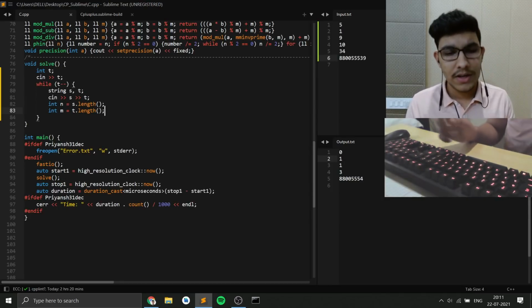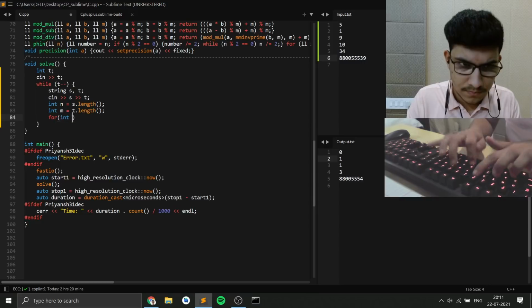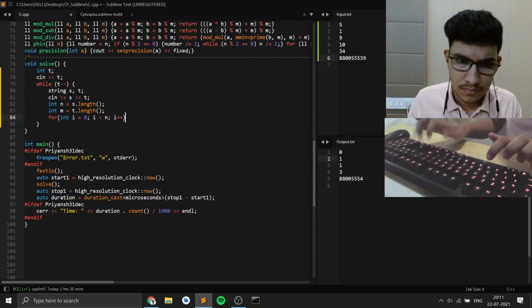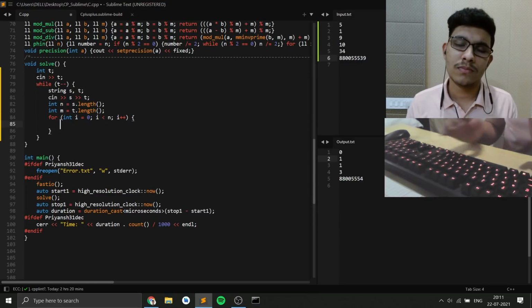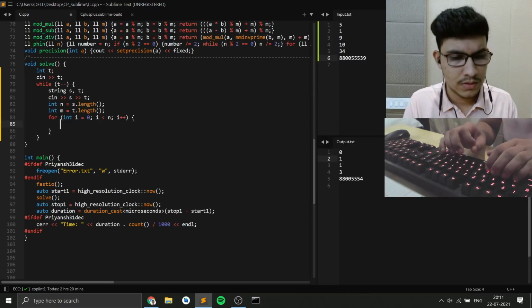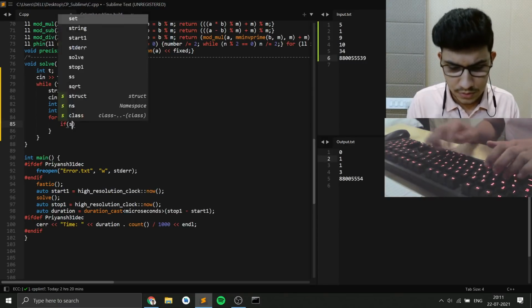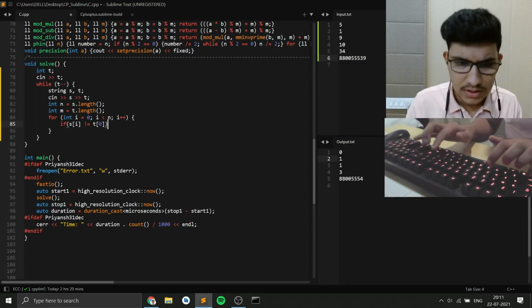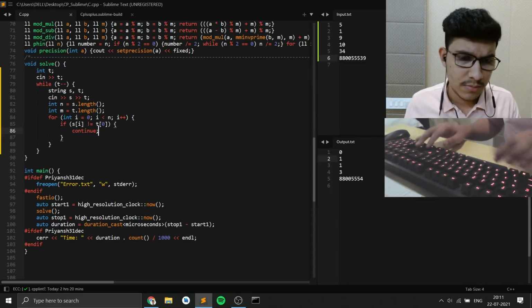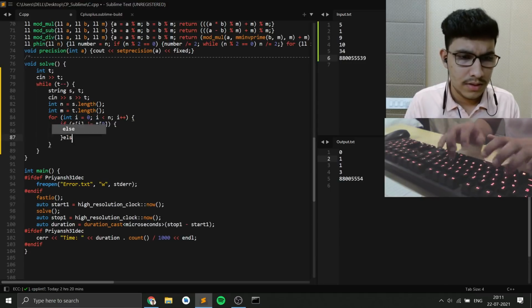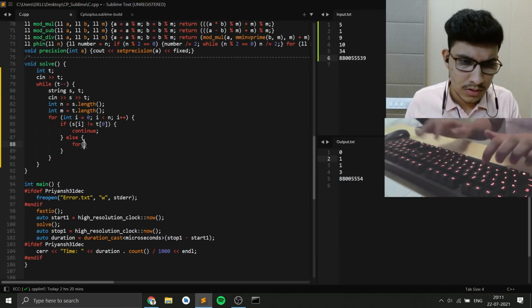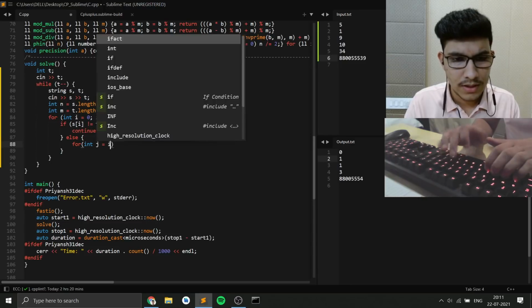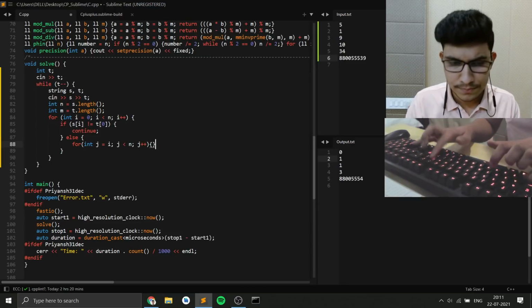Right, so we can start on any character that we like. If s at i is not equal to t at 0, then I just continue. I don't really care about this one. Else, for int j equals i, j is less than n, j plus plus.